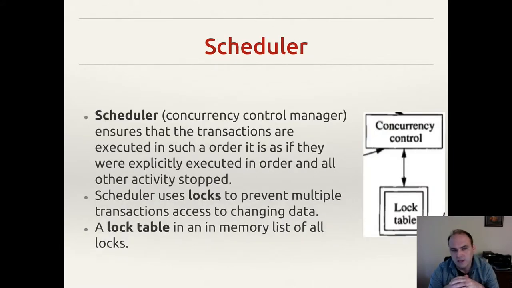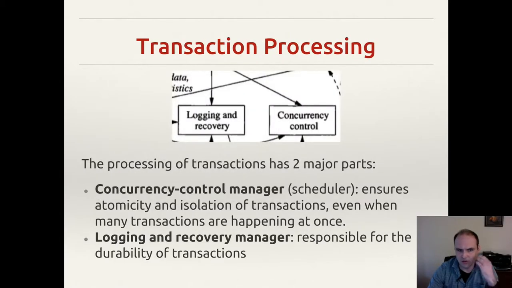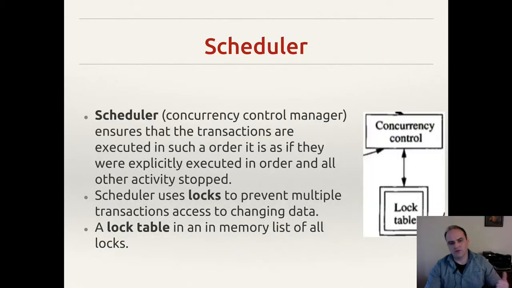Now, the scheduler, which is just another name for the concurrency control piece, does its job because it has something called a lock table. A lock table is stored in memory, and it's just a table that keeps track of what is currently being accessed or written to in the database. So, if you have a user table and you're updating my user record, some database management systems can do row level locking, which means you only have to lock the actual row you're changing.